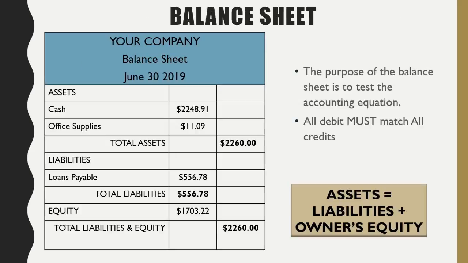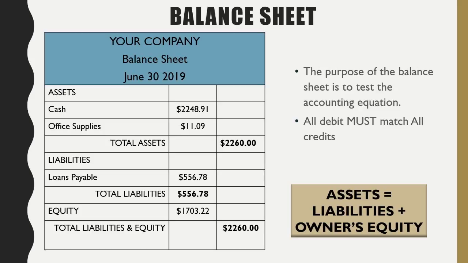Okay. Then we're going to talk about the balance sheet. The balance sheet lets me know whether the accounting equation holds true or not. In this case, the accounting equation is that your total assets must equal everything that you owe, which is your liabilities, plus your net worth, which is your equity. So assets equals liabilities plus equity is your accounting equation.